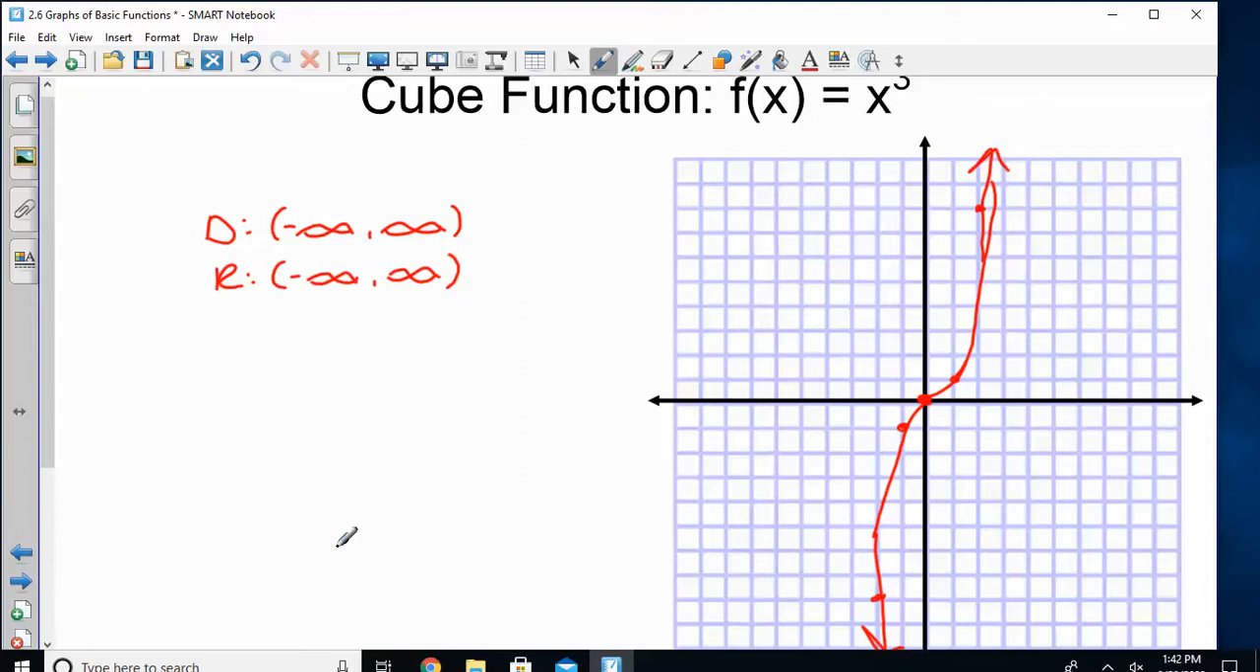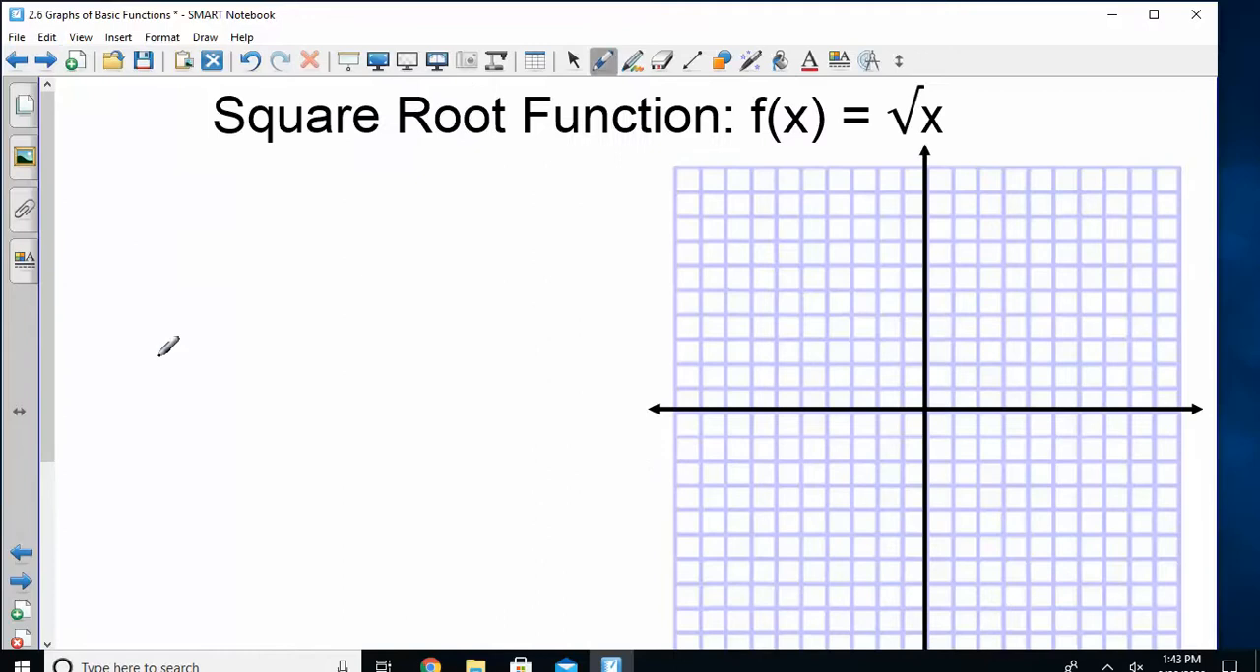Questions there? Are these going okay? Do you remember seeing most of these graphs before? These were the ones that you saw a lot in Algebra 2. Square root function. f of x equals the square root of x.